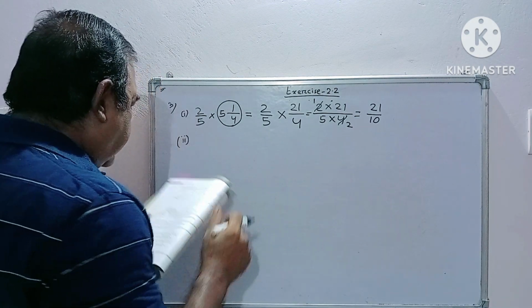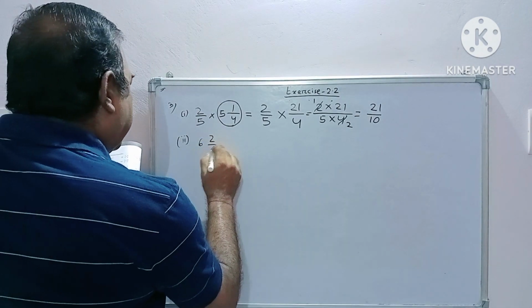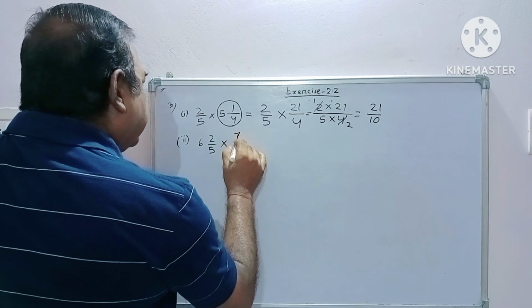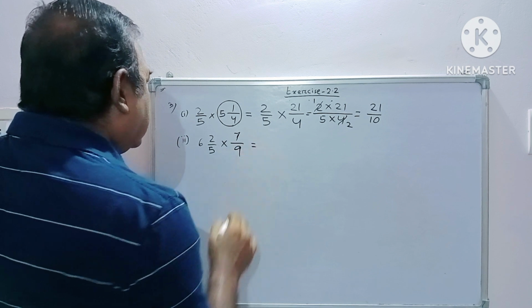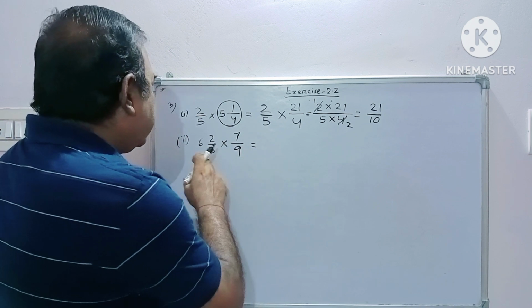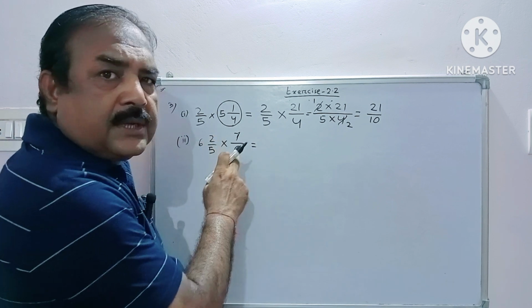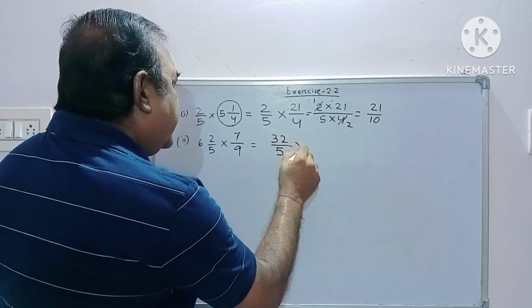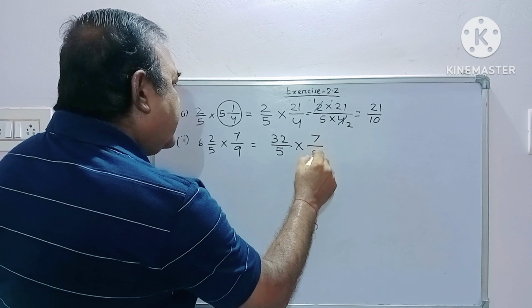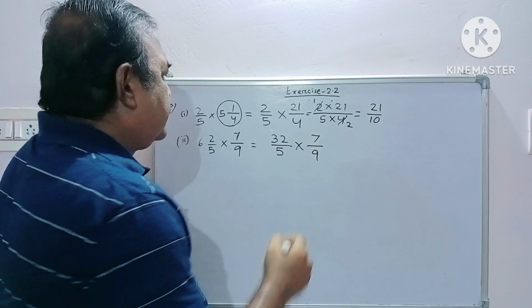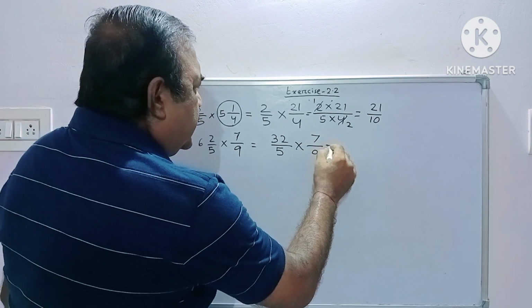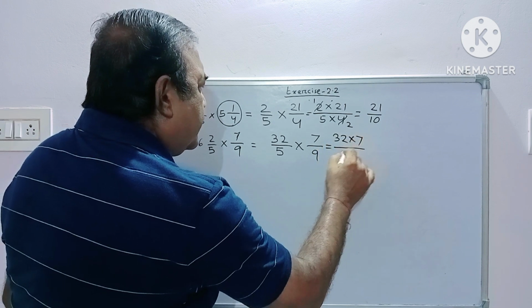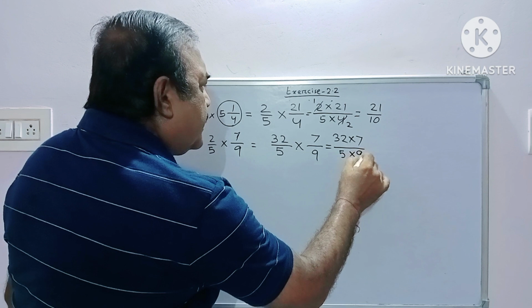Next one, 6 whole number and 2 upon 5 into 7 upon 9. So you convert the mixed fraction into improper fraction. 6 5s are 30, 30 plus 2 that is 32, 32 upon 5 into 7 upon 9. That is equal to 32 into 7 by 5 into 9.